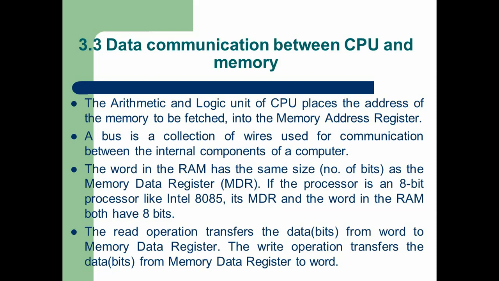Next, the arithmetic and logic unit of the CPU places the address of memory to be fetched into the memory address register. So we are going to discuss the third register, MAR. MAR is the place where the address of the memory to be fetched is stored. The arithmetic and logic unit processes all the data of the CPU. So in MDR we store the data, in MAR we store the address of the data, and in PC we store the address of the instruction to be processed.